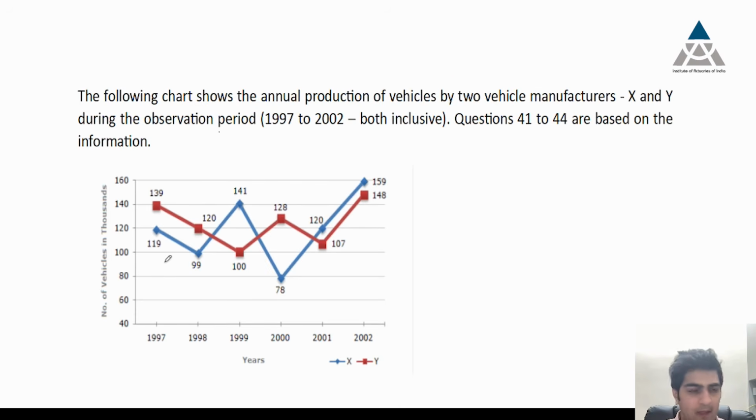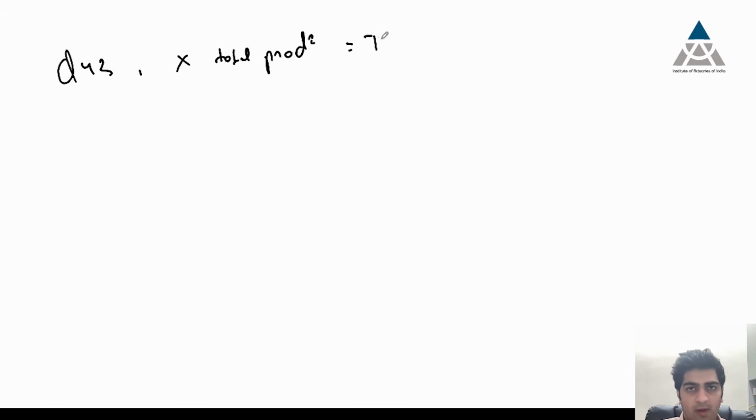So let's do that. X was 119 plus 99 plus 141 plus 78 plus 120 plus 159. So X's total production was 716. So I'll just write here, question 43: X's total production is 716 over the observation period of 6 years.